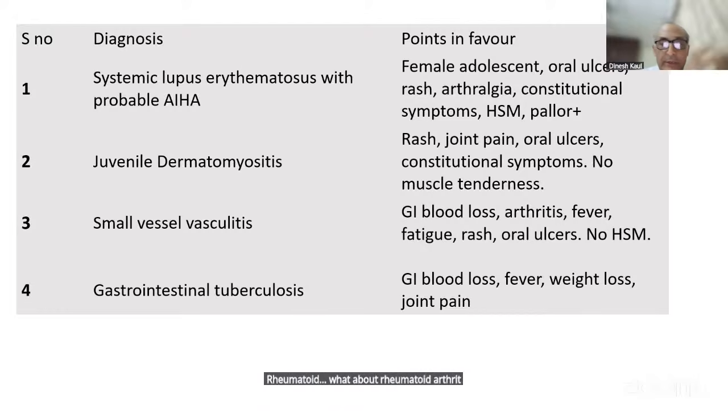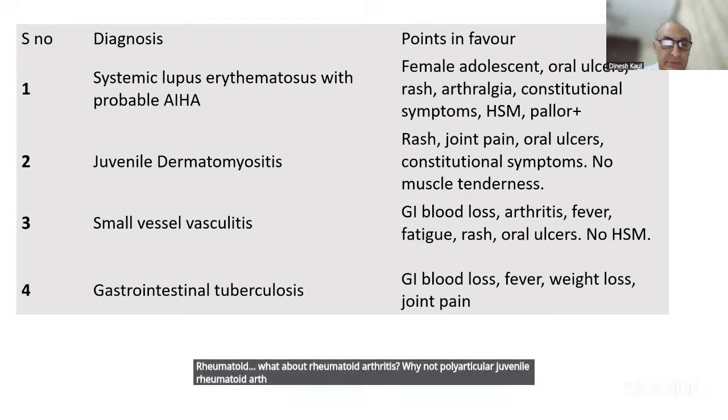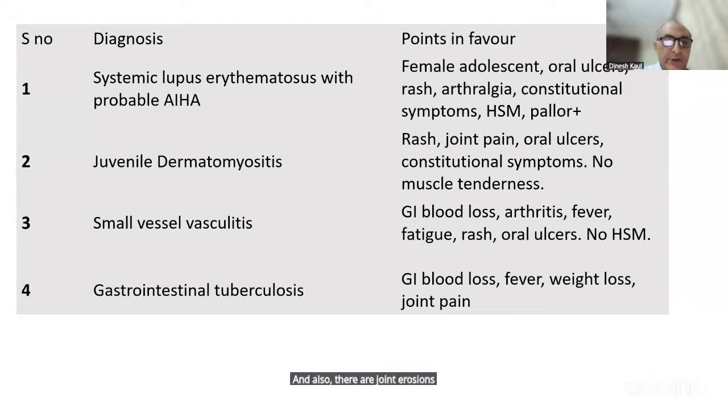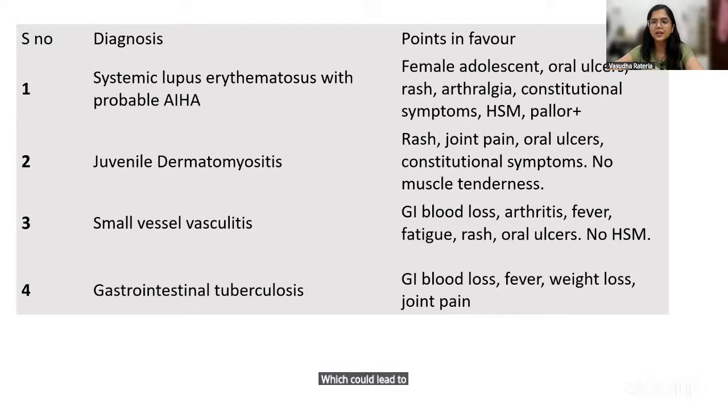Why not a polyarticular juvenile rheumatoid arthritis? So because in rheumatoid arthritis, the DIP is classically spared, and also there are joint erosions, which could clinically lead to deformities. There is never joint erosion or deformity here, whereas you would see it with long-standing disease.